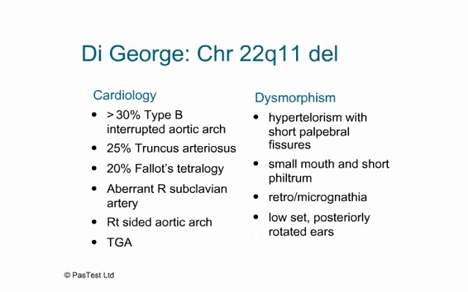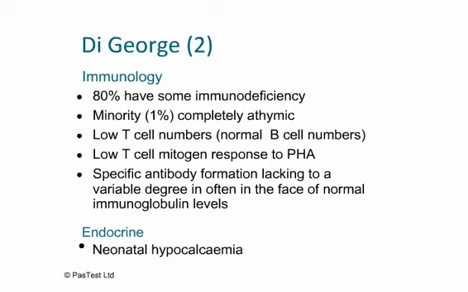Being an immunology lecture, I'm more interested in the immunology, which can sometimes be confusing. So 80% of children with DiGeorge syndrome have some degree of immunodeficiency. A minority, only about 1%, are completely athymic and therefore have a profound immunodeficiency in keeping with a child with SCID. More common is just low T-cell numbers with normal B-cell numbers. And this improves over the first year of life, but doesn't always completely get back to normal.